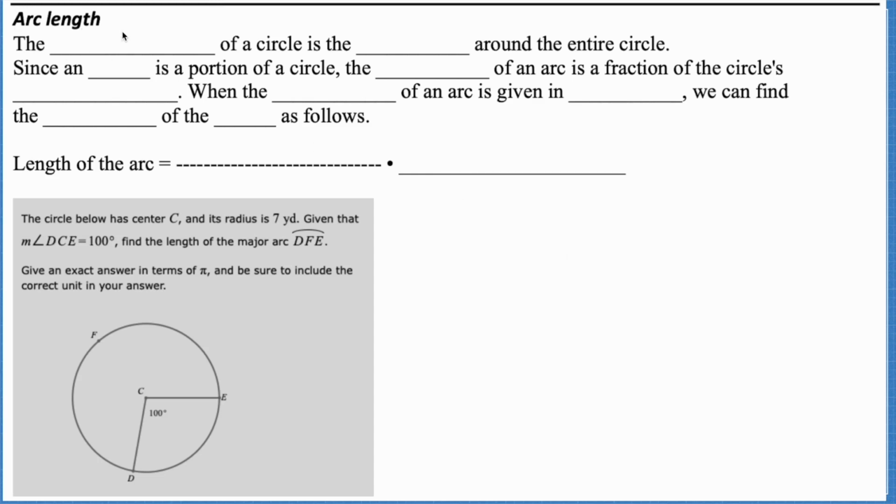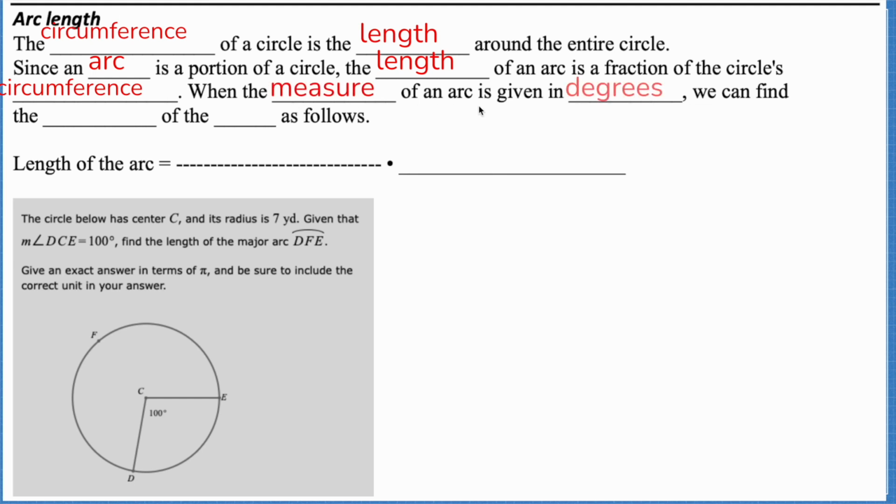In this video, we're going to learn how to calculate arc length. So the circumference of a circle is the length around the entire circle. Since an arc is a portion of the circle, the length of an arc is simply a fraction of the circle's circumference. When the measure of an arc is given in degrees, we can find the length of the arc as follows. So just again, keep that in mind.